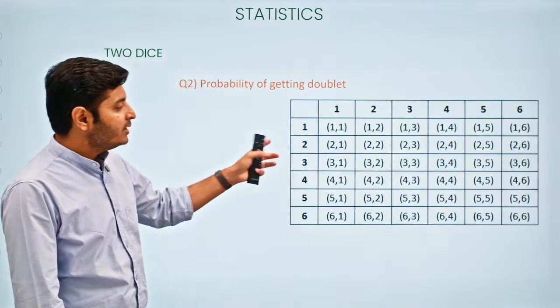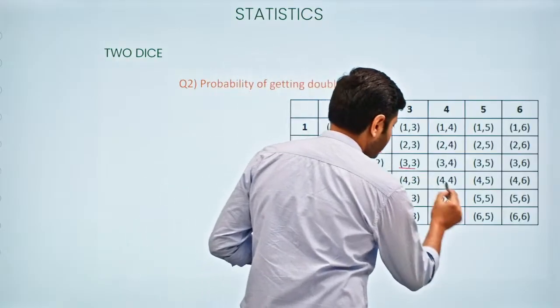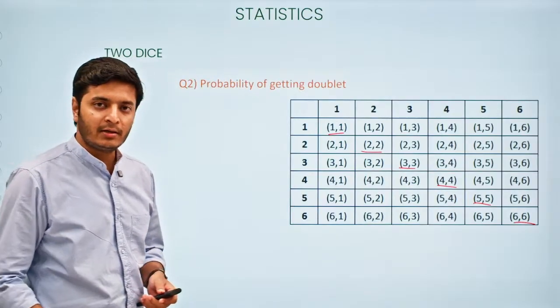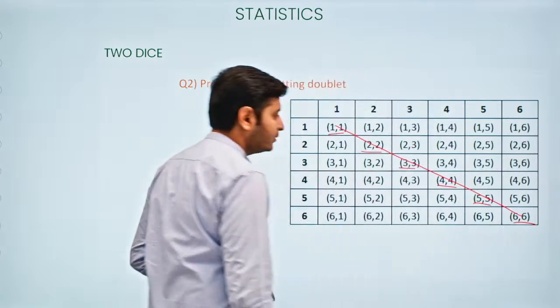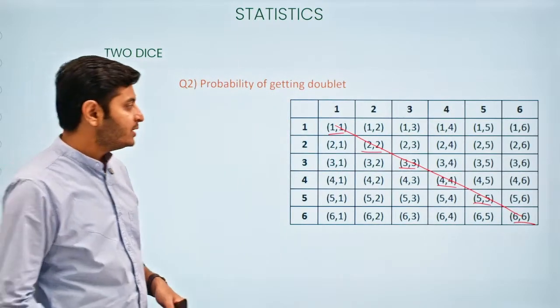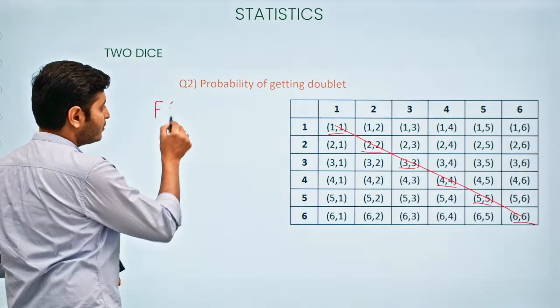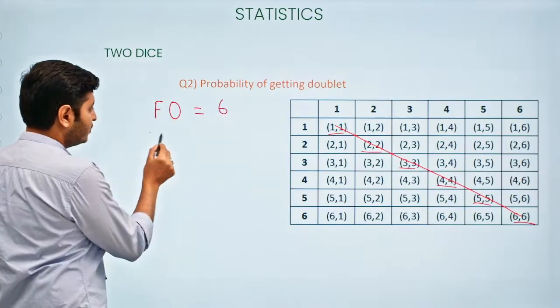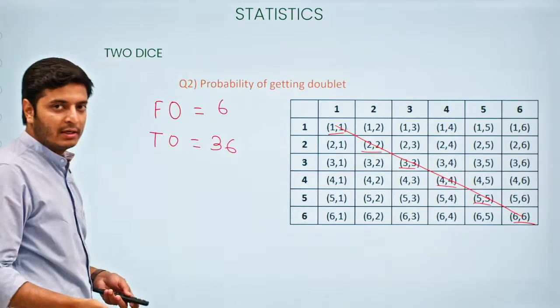So how many such outcomes are there? 1, 1, 2, 2, 3, 3, 4, 4, 5, 5, 6, 6. Is there any other outcome where you can see the doublet? No. So every outcome in this diagonal is showing us the doublet. How many such numbers are there? 1, 2... So I'm gonna write favorable outcomes with FO. Favorable outcomes 6. Out of total outcomes are still same, 36.